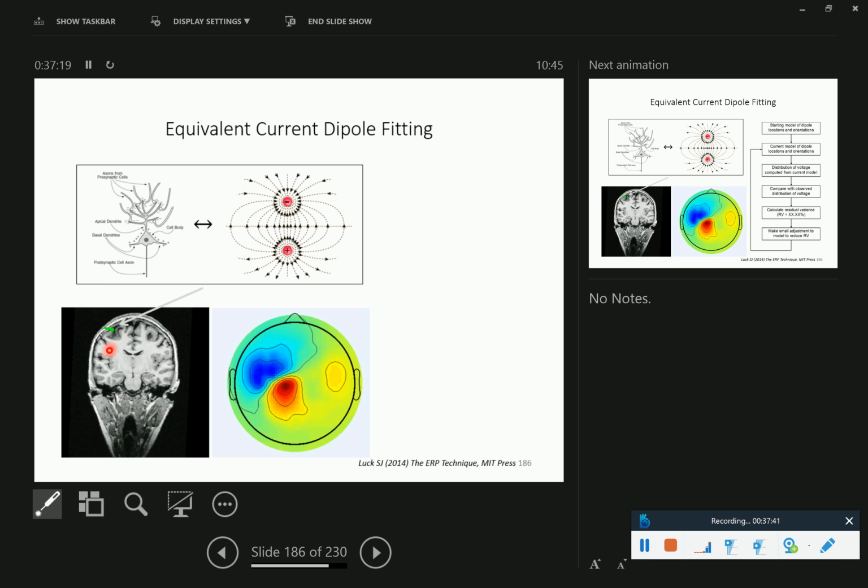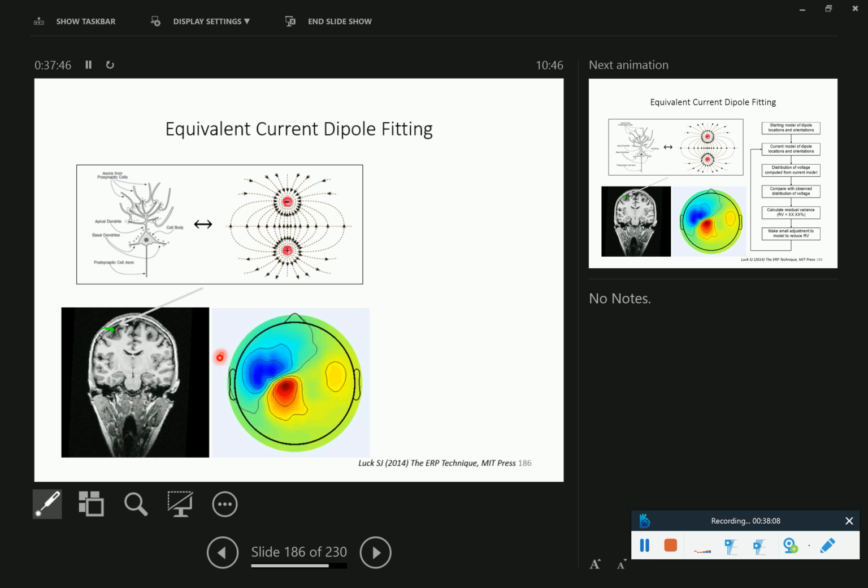Then you have to think, if there's a single dipole that has a certain orientation, this is projected to the scalp, and what you observe on the scalp is a topography of voltages. Again, this is for a single time point, so don't think about time at this point. And then depending on where the dipole is and how it is oriented, you see different things.